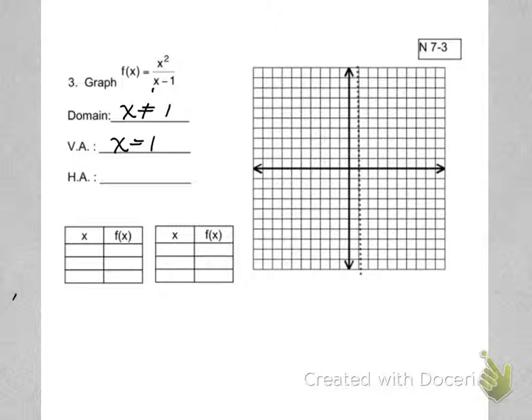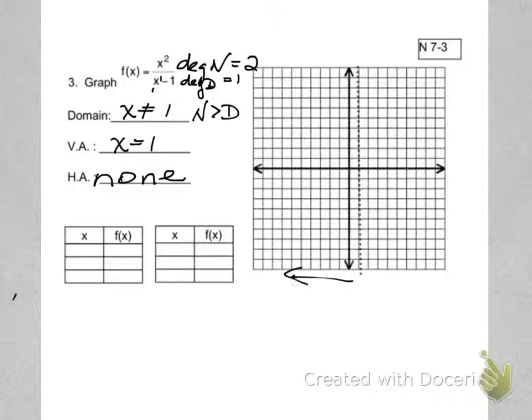Then for our horizontal asymptote, looking at the degree of the numerator equals 2. The degree of the denominator equals 1. So the numerator degree is greater than the denominator degree, which means that there is no horizontal asymptote. We pick points just like we did before, to the left and to the right of the vertical asymptote.